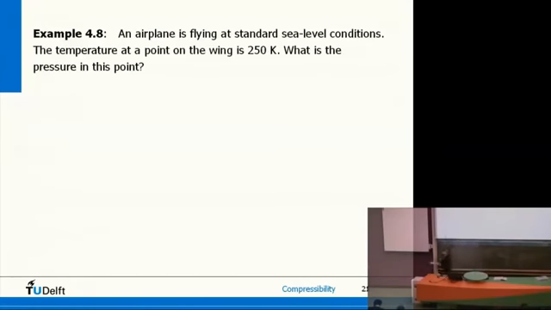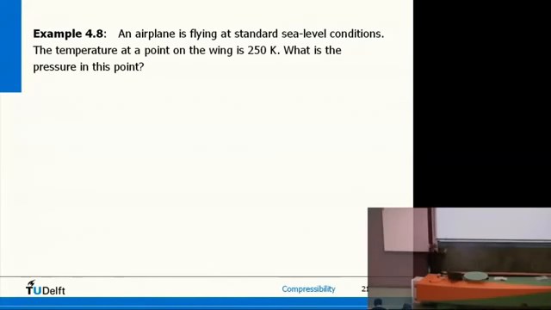So we're working our way up to more interesting stuff. First, a small practice with these isentropic flow relations, and then the energy equation. Example 4.8. Question: an airplane is flying at standard sea level conditions. The temperature at a point on the wing is 250 Kelvin. What is the pressure at this point? It's not too hard now to come up with which relations we should use. So we have our airplane and free stream conditions, where we have standard sea level conditions.